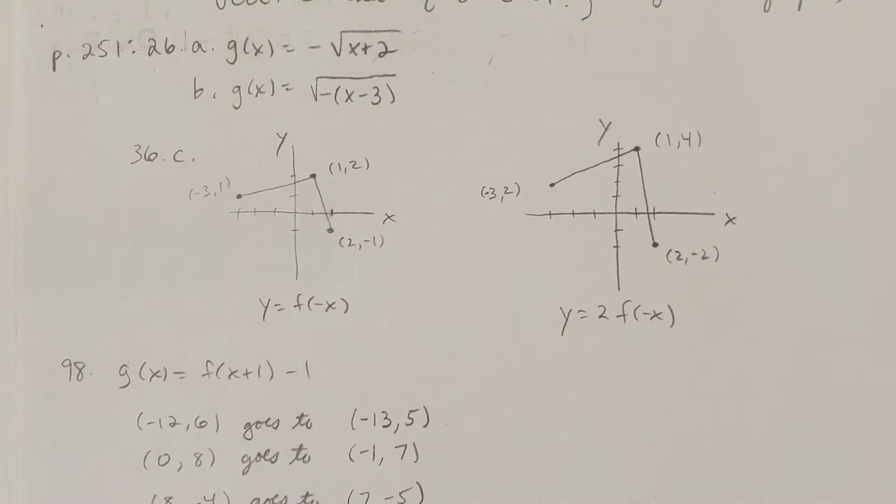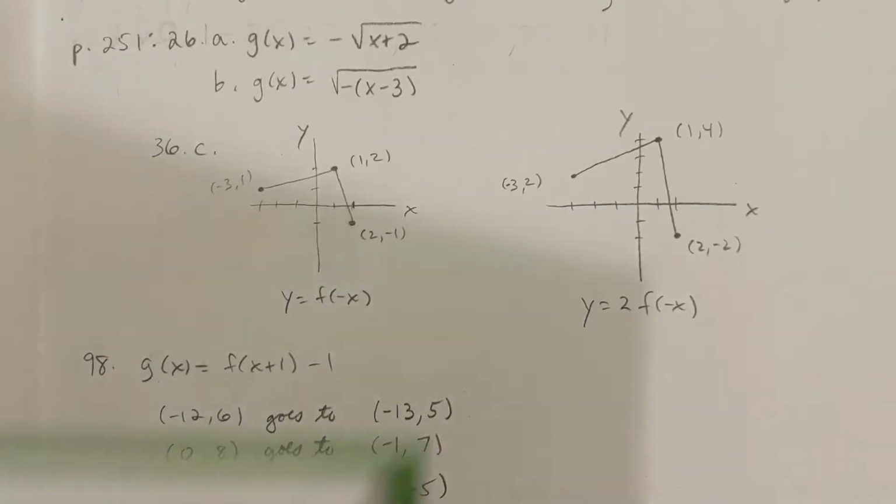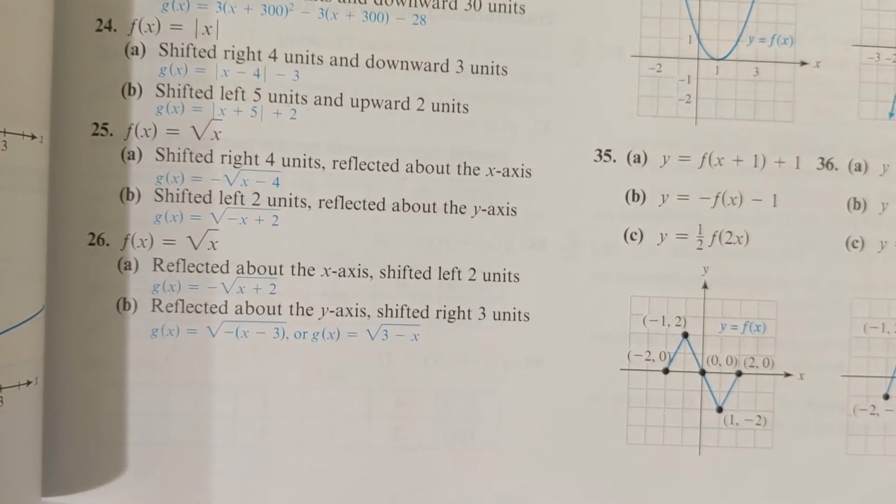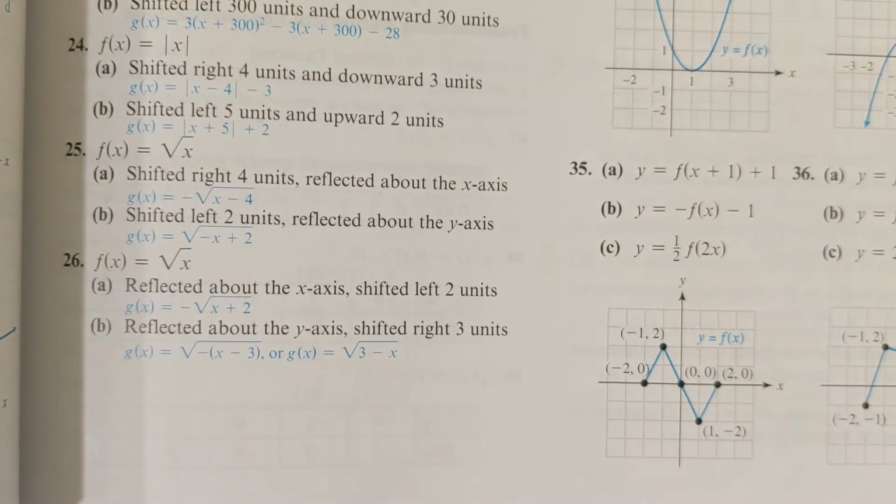Okay, I'm going to finish up section 3.5 here. So we're on page 251, problem 26. Suppose that we have a function, f of x equals the square root of x.